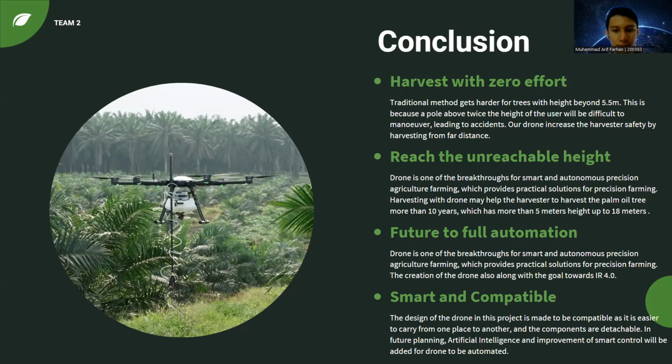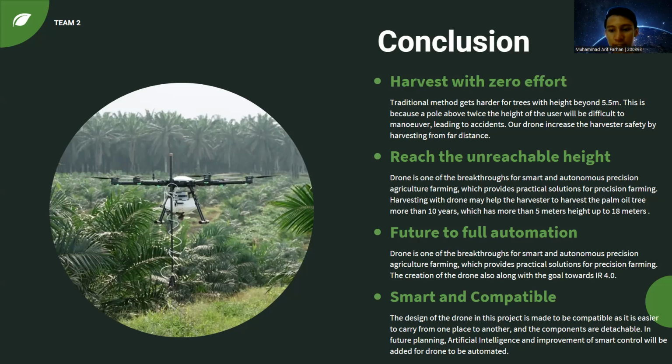And the third one is the future to full automation. Drone is one of the breakthroughs for smart and autonomous precision agriculture farming, which provides a practical solution for precision farming. Also, our creation of the drone in palm oil plantation harvesting method is along with the goal towards Industrial Revolution 4.0, which is the use of automated drones to harvest the palm oil inside the plantation without the use of the traditional method.